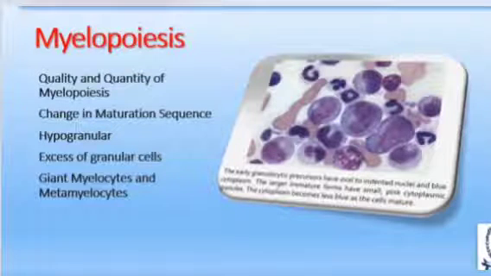Particularly look for any change in maturation sequence, granularity of the cytoplasm, like whether it is hypogranular or hypergranular, excess of eosinophilic or basophilic cells. Like we have already discussed, what is the normal value of eosinophils or basophils in the bone marrow, and the presence of giant myelocytes and metamyelocytes.